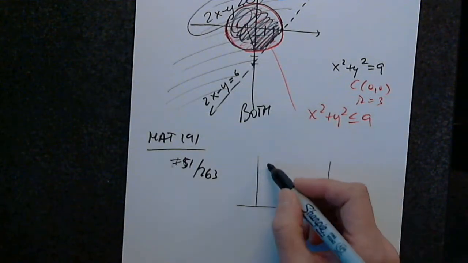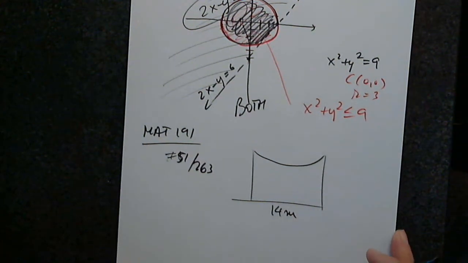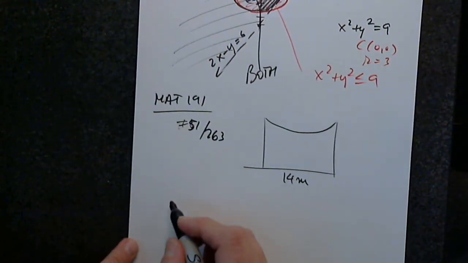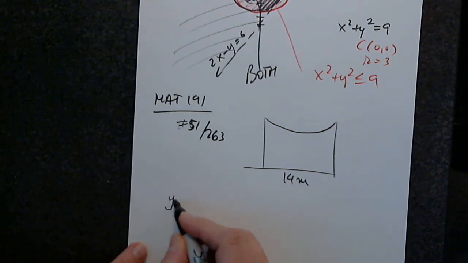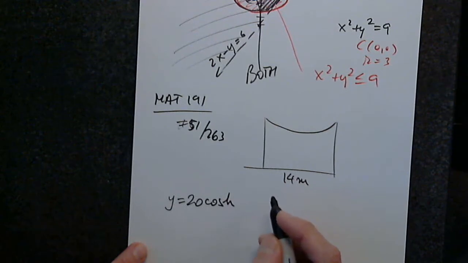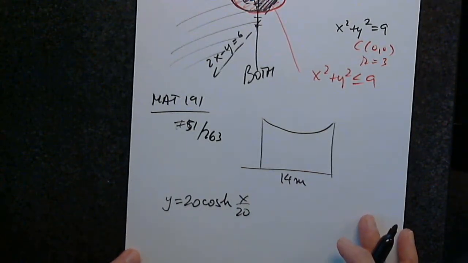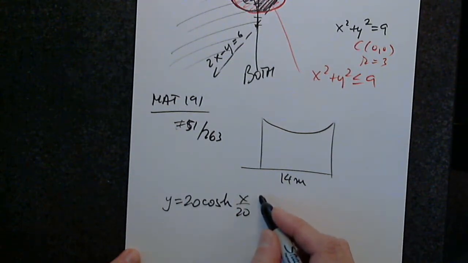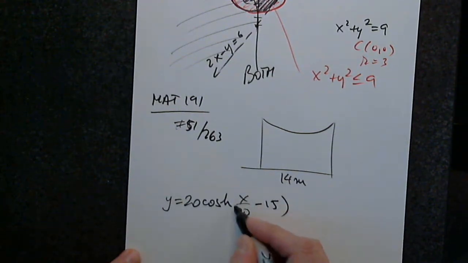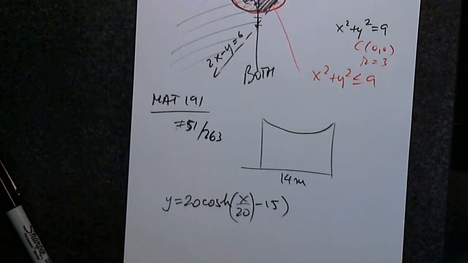So the telephone line hangs between two poles 14 meters apart. The shape of the catenary is y equals 20 cosh(x over 20) minus 20. Like this? No, it's two parentheses around the x over 20. Yeah. Very good. x and y measure meters.